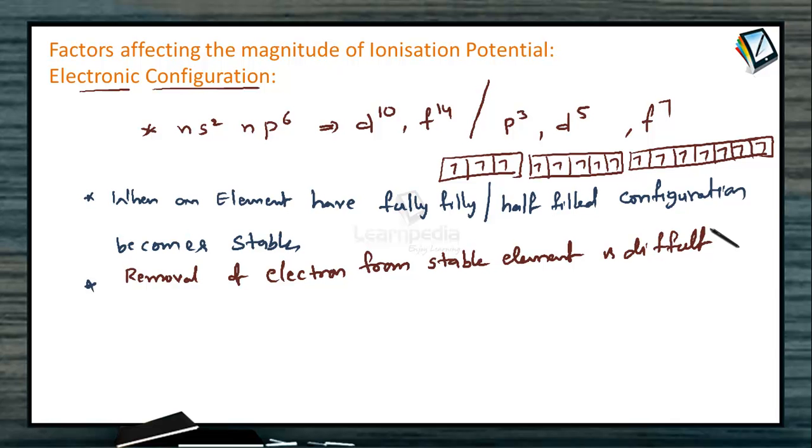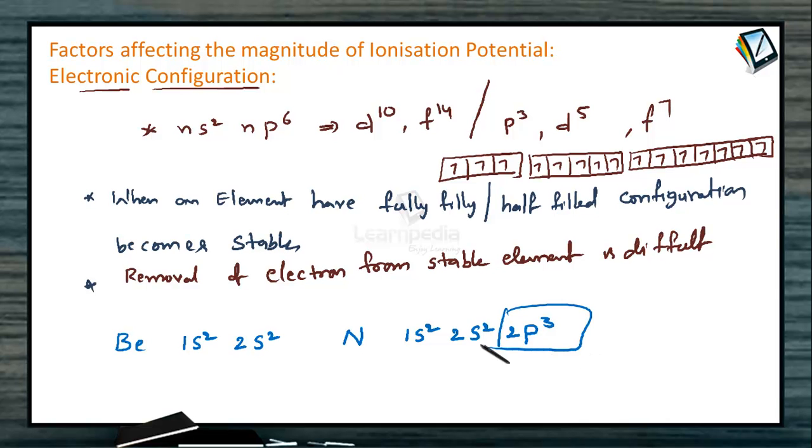Take a simple example, beryllium and nitrogen. Beryllium has a fully filled configuration, that is 1s2, 2s2, and nitrogen, in this case 1s2, 2s2, 2p3, has a half filled configuration. This half filled configuration and the fully filled configuration give some extra stability to the element. So removing an electron from those elements becomes difficult. It requires more energy. So the ionization energy is more for fully filled or half filled configurations.